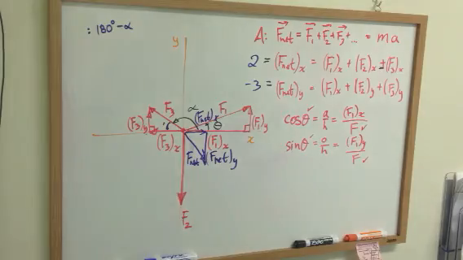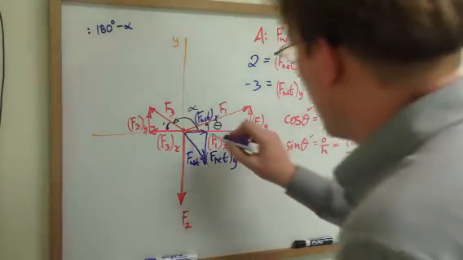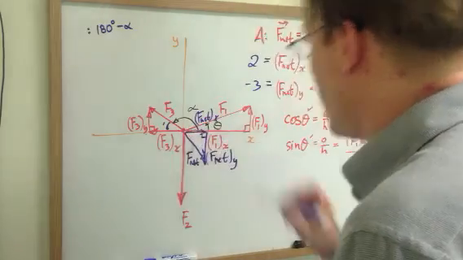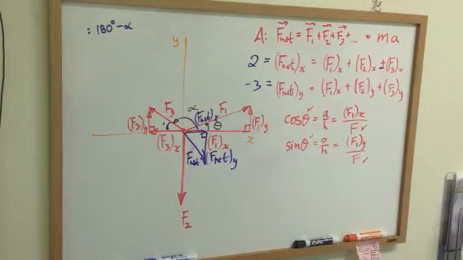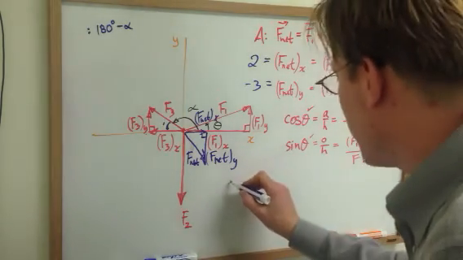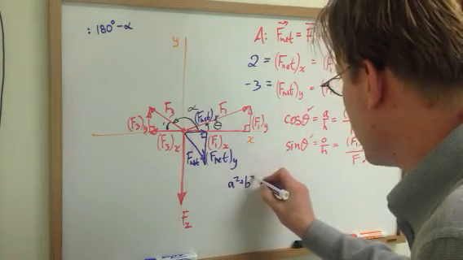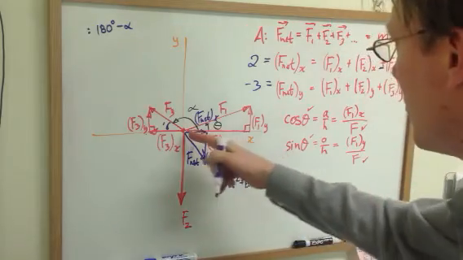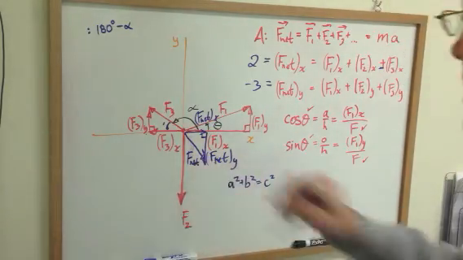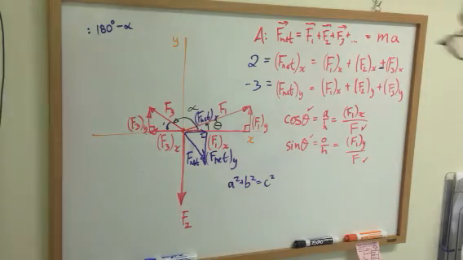The resultant force, or the net force, will be from the origin, the start, to the end. And what is the magnitude of that? That's the first part. Well, you can use Pythagoras. a squared plus b squared is equal to c squared. You know F net x, you know F net y. You can come up with a magnitude for F net.